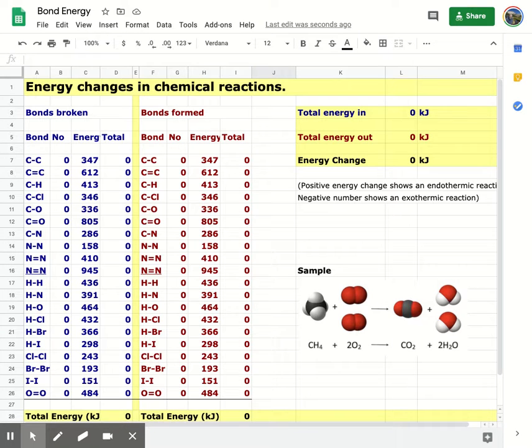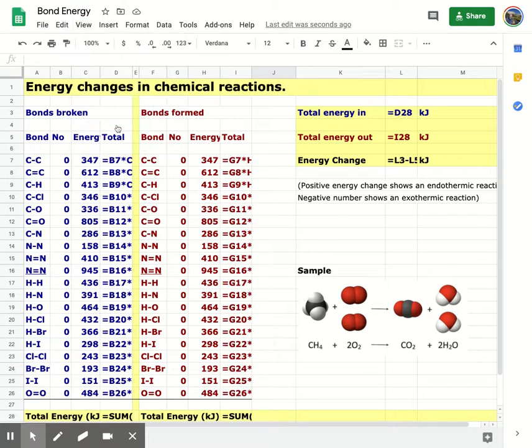In this spreadsheet, we're going to show how a student could figure out the energy change in a chemical reaction. If you look at the spreadsheet from just face value, you see numbers. If you view it from the show formulas option, you'll see that behind this are a variety of different calculations.